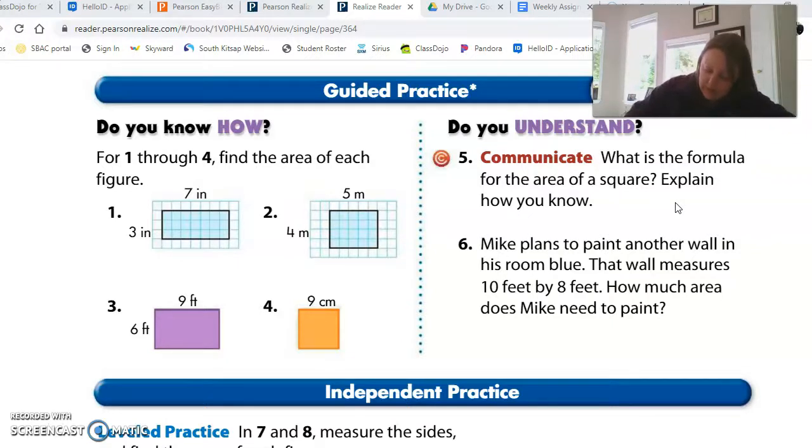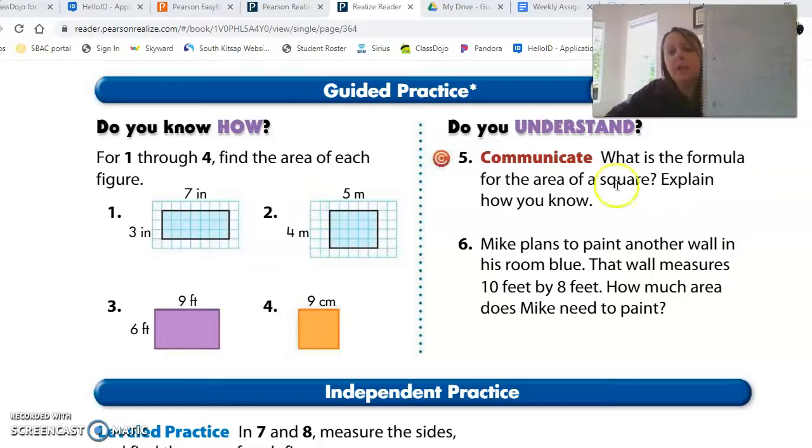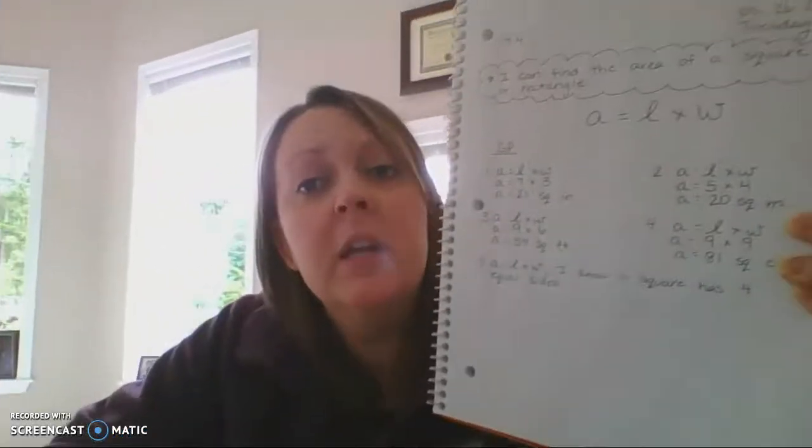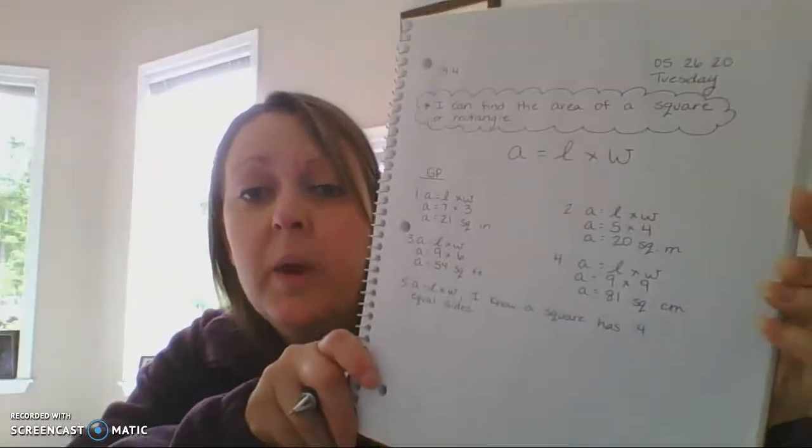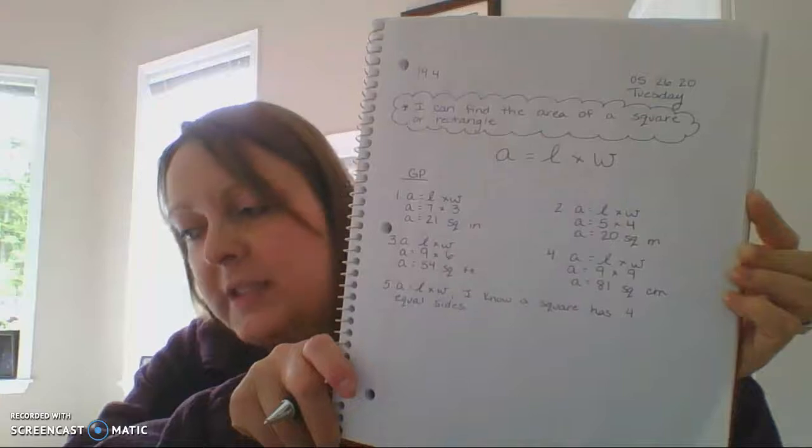Well, I'm going to say I know a square has 4 equal sides. And that's how we know. It's just as easy as that. That's one reason why we learn how to do geometry first, is because we need to know that a square has 4 equal sides.